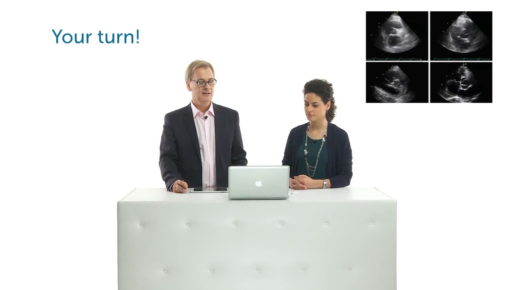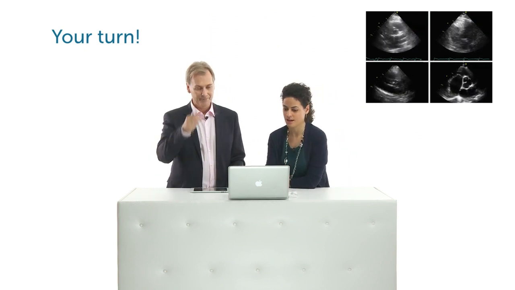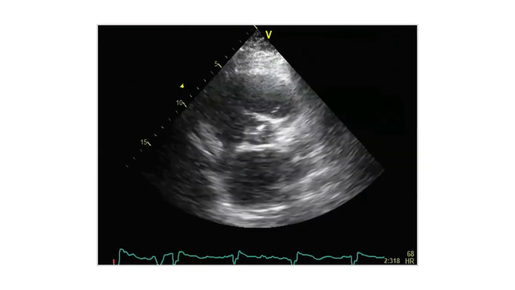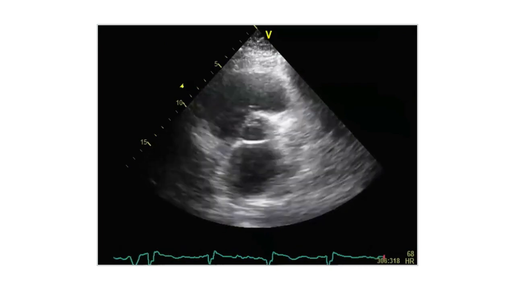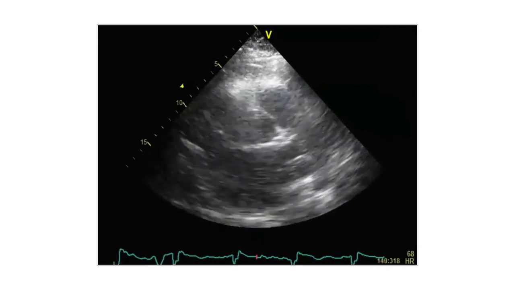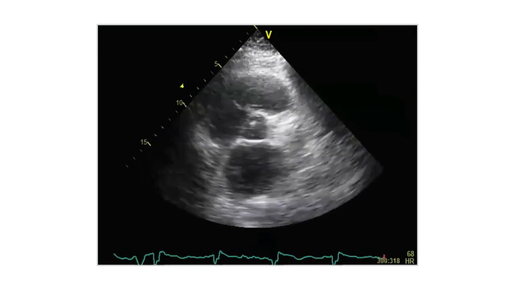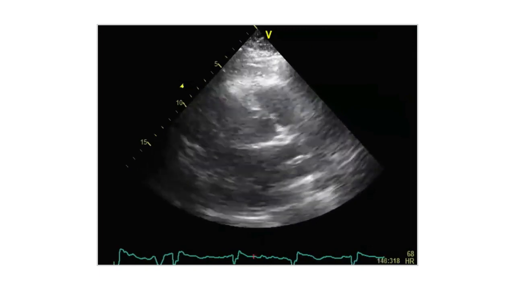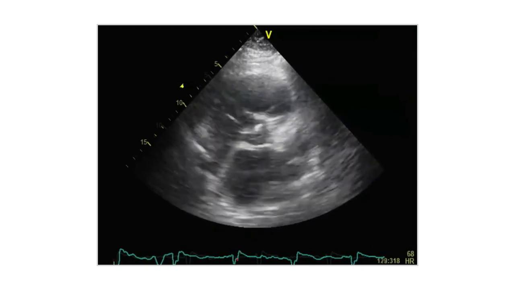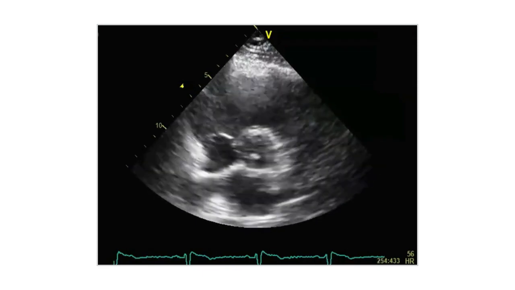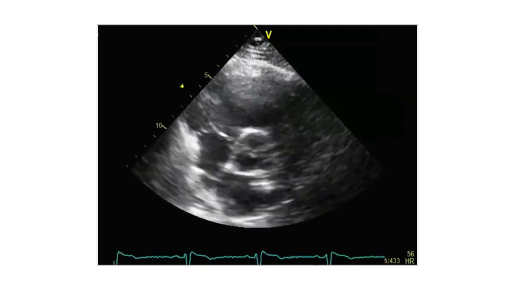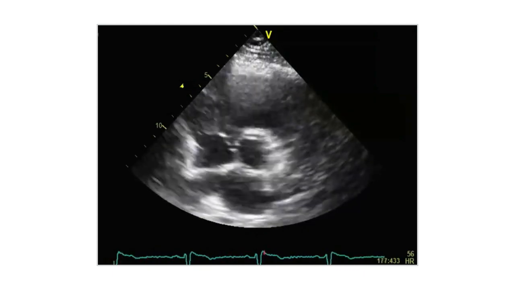And now it's your turn. We have 4 examples. Anna, can you take over? Yeah, we will show them one by one and try to detect which one has stenosis. Here's one aortic valve. Look at the cusps and motion. Here's the second example. Look at how the aortic valve opens and closes.